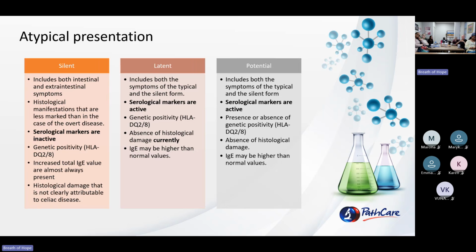At the time of examination or discussion, the patient does not have the histological damage that was present. And that's what basically differentiates potential from latent, because in potential, there was no evidence of histological damage ever. But in latent, the patient might have had histological damage to the intestinal mucosa, but it has improved.